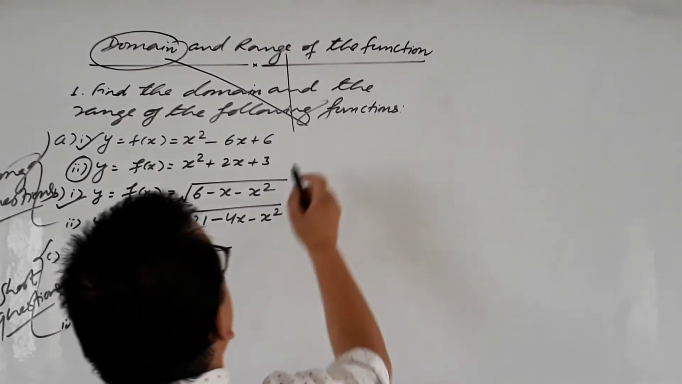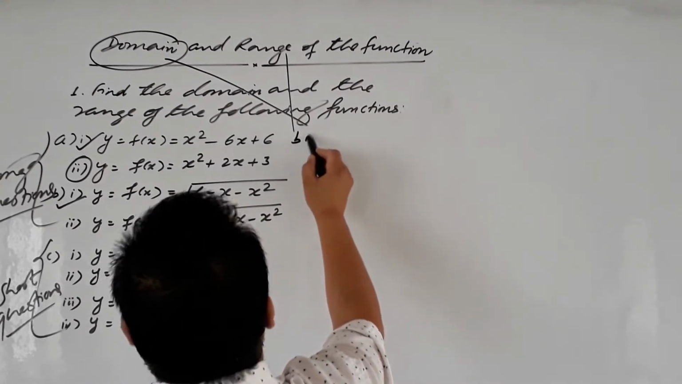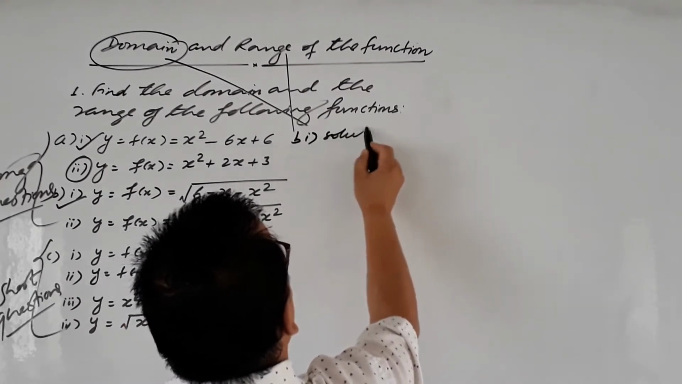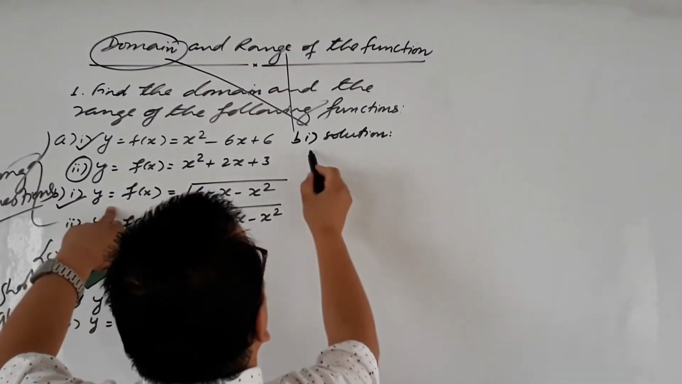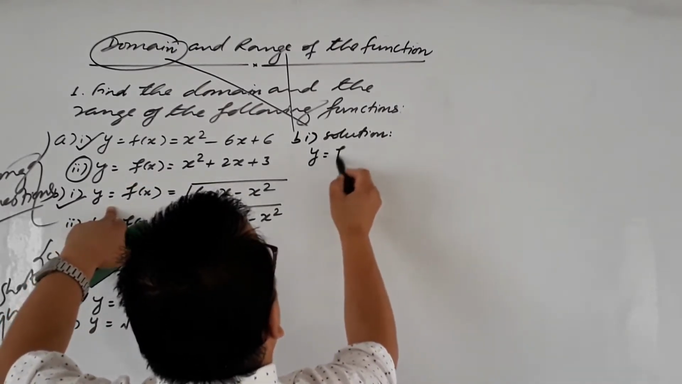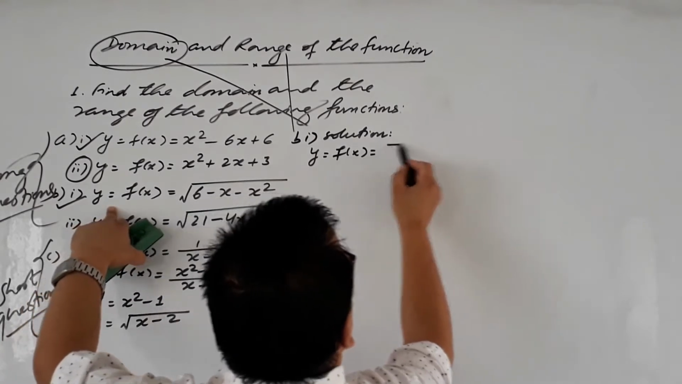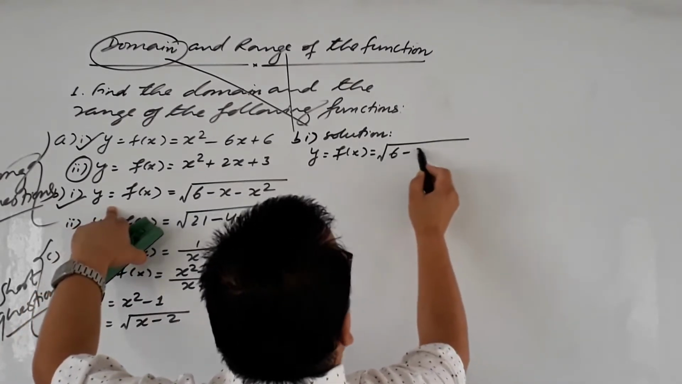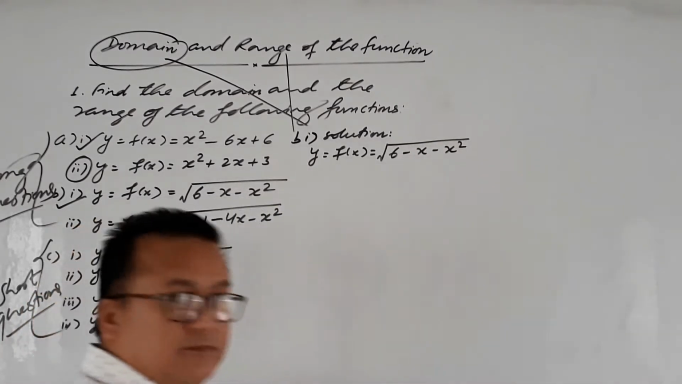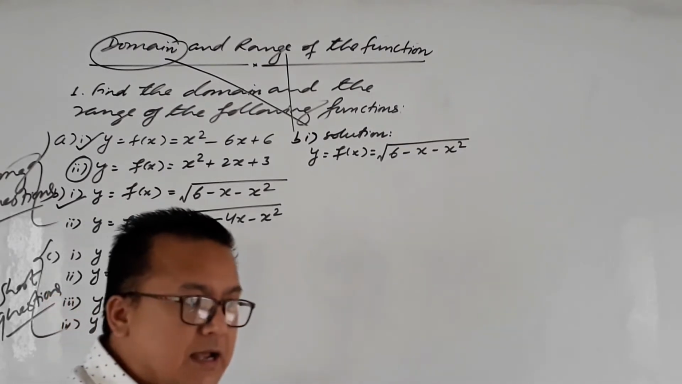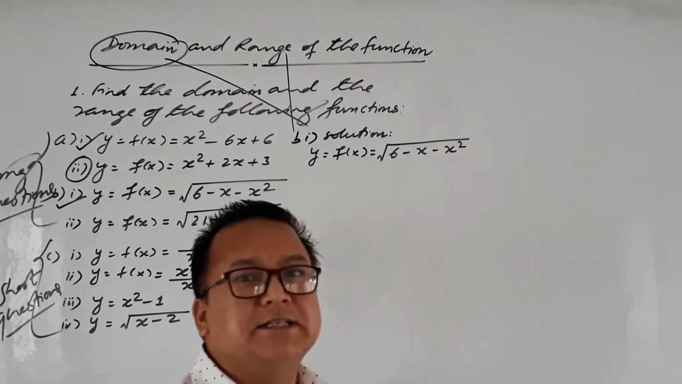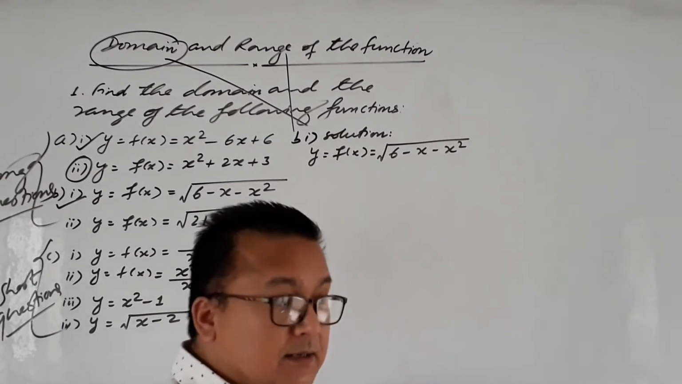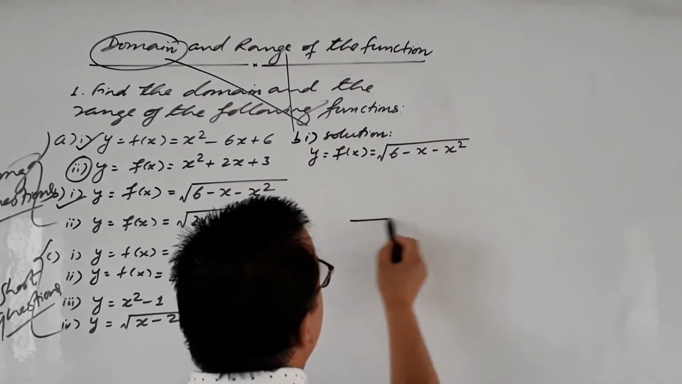Now let's take B first. The nature of the question is different as compared to the first one. Here we go. y equals f of x equals the square root of 6 minus x minus x squared. Alright, so let's say everybody, we are here in the system of real numbers. Right? In the system of real numbers, you know, right?